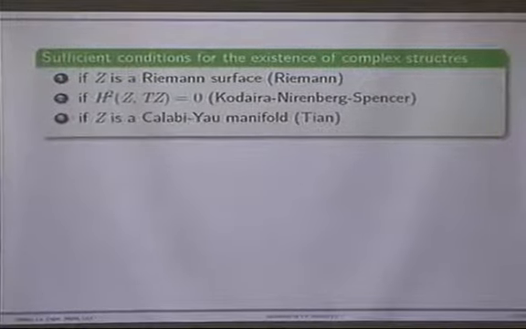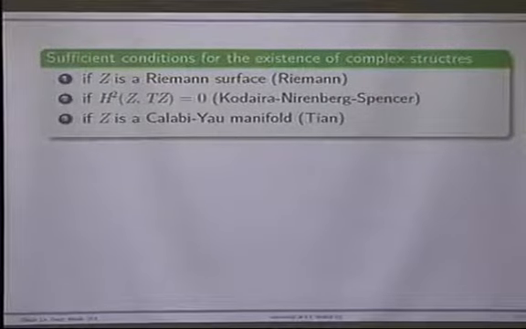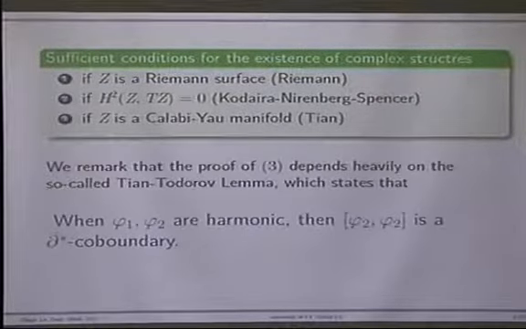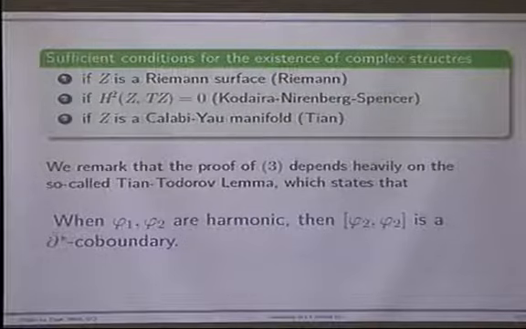The most interesting case probably is when Z is a Calabi-Yau manifold. This is proved by Tian and Todorov, heavily using the so-called Tian-Todorov lemma. Regardless of these details, the point is for a Calabi-Yau manifold, this obstruction group may not be 0 at all. For example, for a Calabi-Yau threefold, by Serre duality, we can prove that H^2 is never 0.